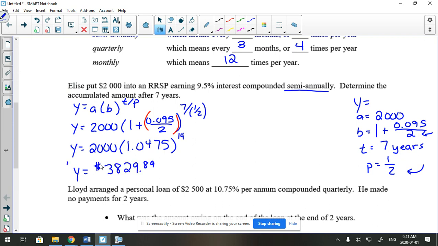So this basically tells me that this person, Elise, put $2,000 into a certain investment. After 7 years, she went to check her account balance. She now has $3,829.